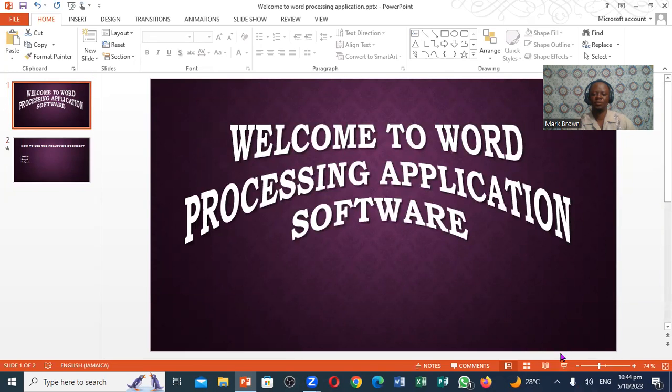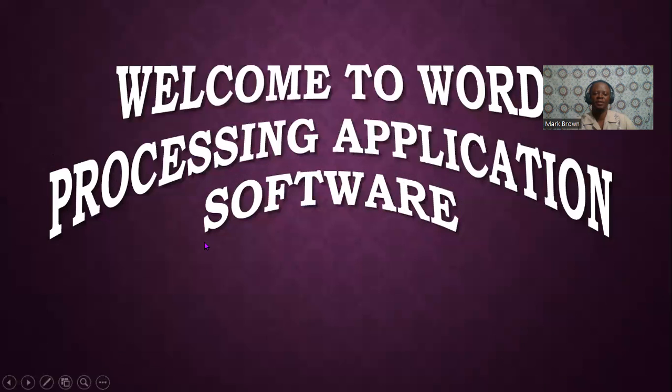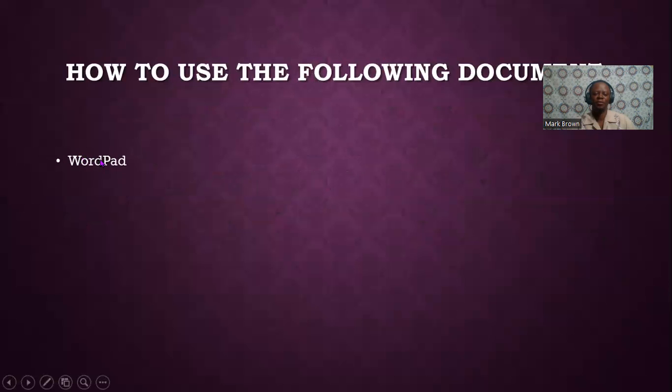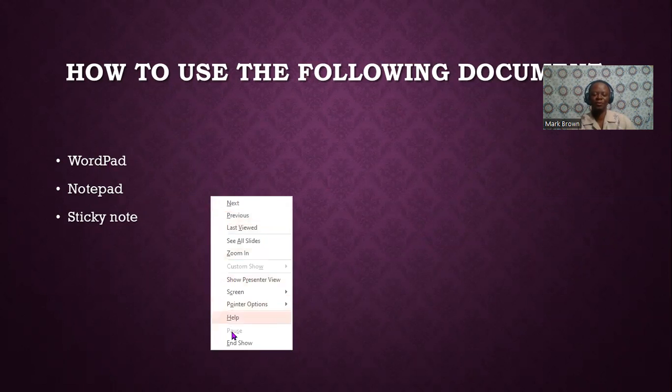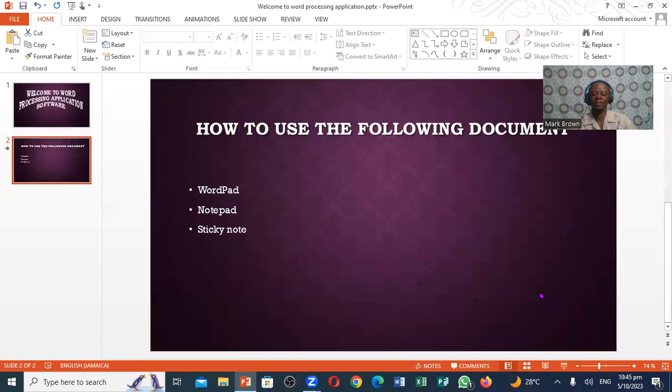If you notice the word processing right here, Wordpad is the first one you're looking at. The next one, Notepad, right here, and then Sticky Notes. But how am I going to find all of these? Don't worry yourself. We're going to show you exactly where to find all of this.